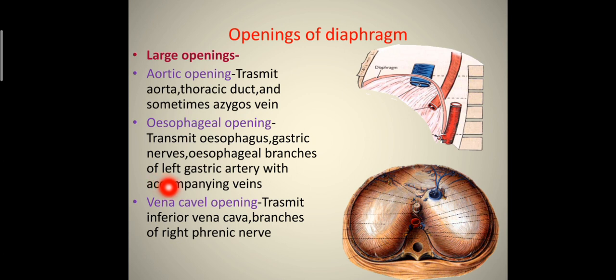Now the vena cava opening, this one is the vena cava opening. Through this opening the inferior vena cava and right phrenic nerve transmit.